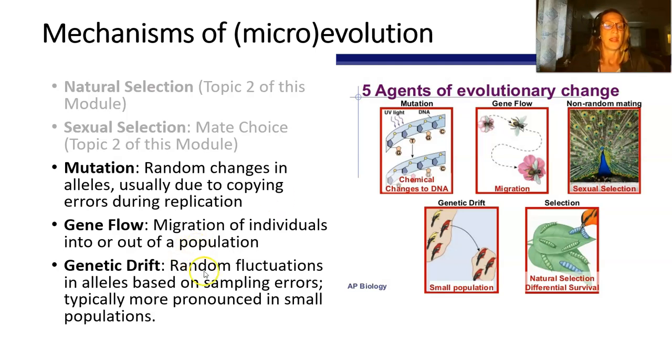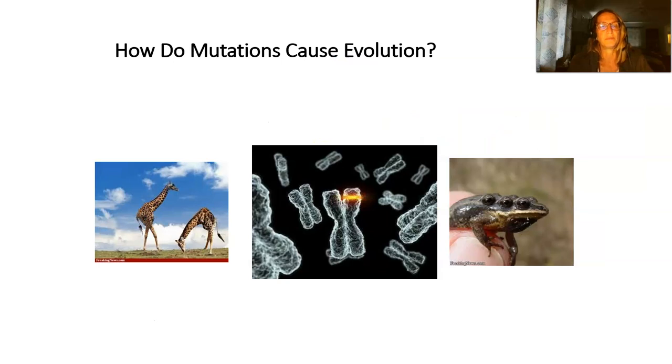And genetic drift, this one's more complicated, so we're going to spend a little bit of extra time on this. Genetic drift is random fluctuations in alleles based on sampling errors, and it typically happens in small populations. You're going to have a lab on this, so hopefully by the end of this module you'll understand genetic drift pretty well.